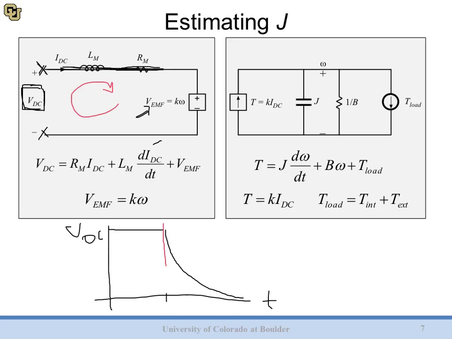Alright, let's remove these things we don't care about from the circuit. IDC is 0, the derivative of it is 0 because it's just a constant value at 0. Now we have VDC equals VEMF.